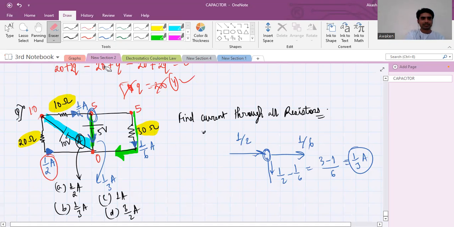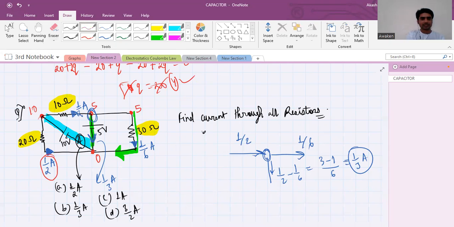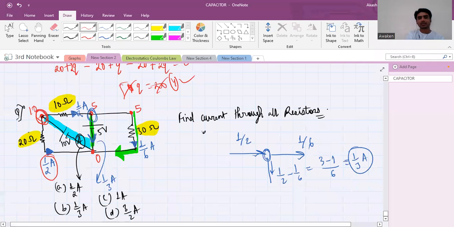Arey Baba, see, focus on this junction. How much current is going out of this junction? Half ampere is going in this way, and half ampere is going this way. So how much should be coming? So 1 ampere. 1 ampere is coming, na Baba?